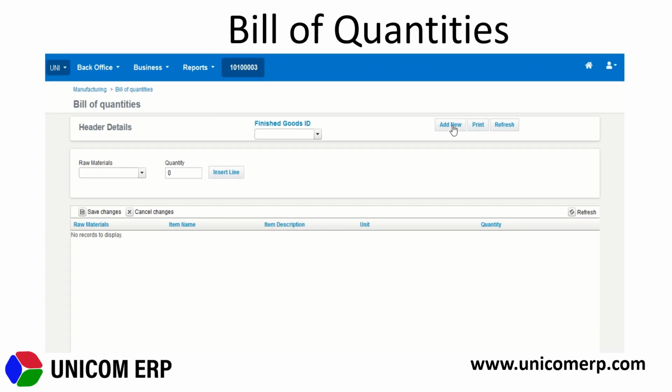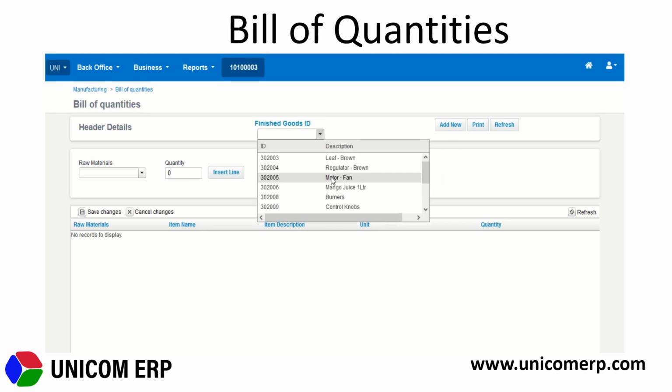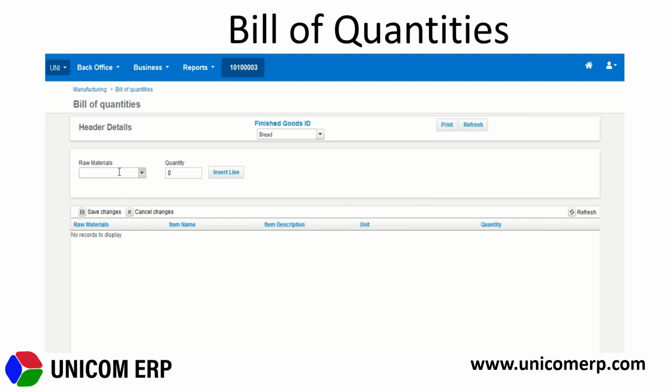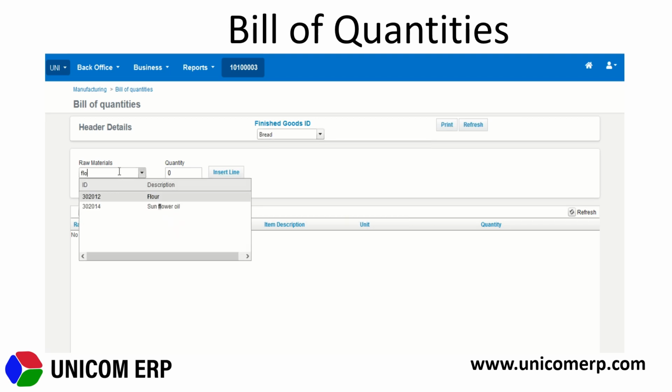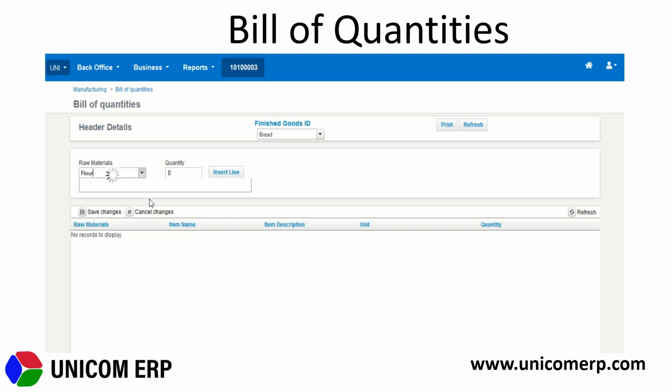First you have to click on the Add New button. All the items are listed here. Then you have to choose the finished good you want to make here. Then choose the raw materials for producing that good. Raw materials typically refer to the basic materials or components that are used in the manufacturing processes. And specify the quantity of raw materials required. After that, you can click on the Insert button.